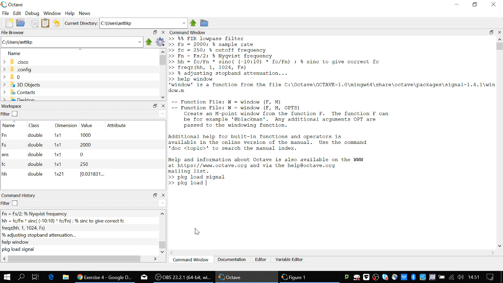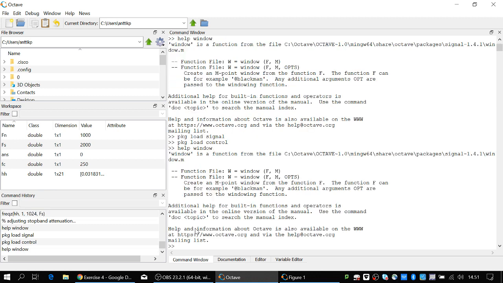If you are using Octave, you may need to do this, but on MATLAB you don't need to. Let's load control. There we go. Okay, so we have some signals, but I didn't see help window. Does it say? No, let's see. Does it say anywhere what kind of windows it has?